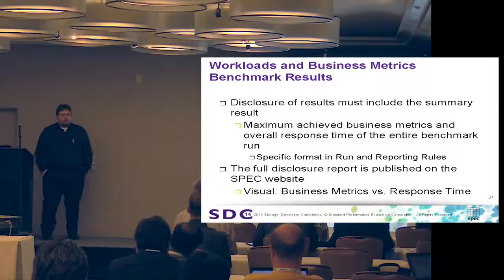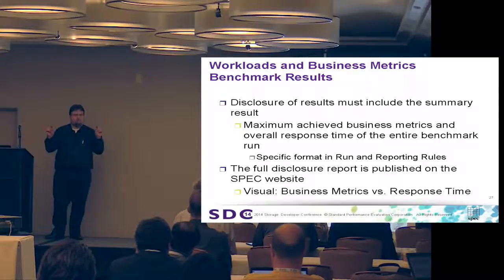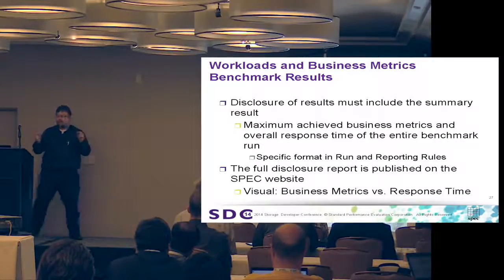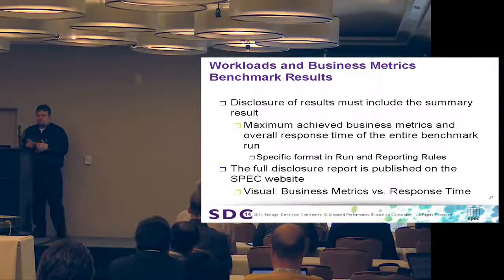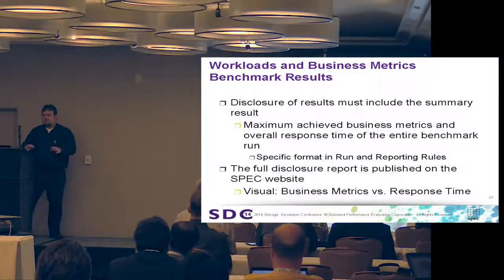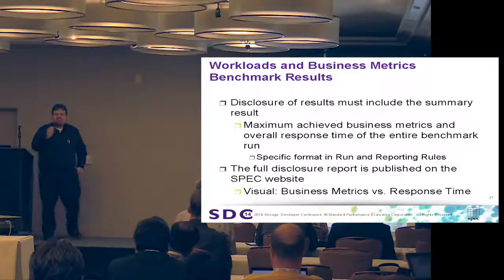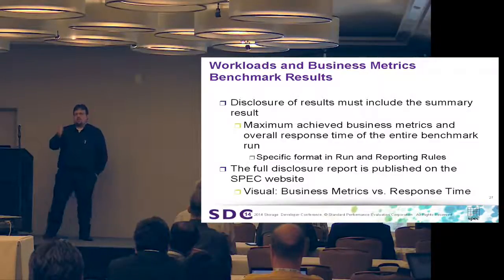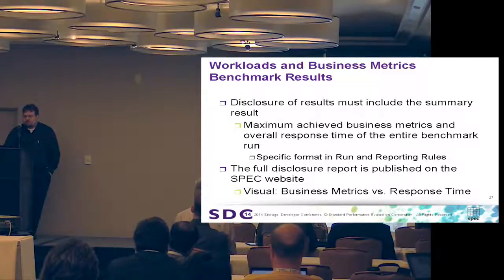Any disclosure of results produced with SPEC SFS 2014 has to include the summary result, which is the little PR string that you normally see. And that is simply your maximum achieved number of business metrics and the overall response time of that benchmark run. The specific format of that is in the run and reporting rules. You've probably seen one before. Well, for SPEC SFS 2008, the format's very similar. And the full disclosure report is published on the SPEC website. The key visual in those reports is business metrics versus response time with the overall response time. So let me show you an example of what that looks like.